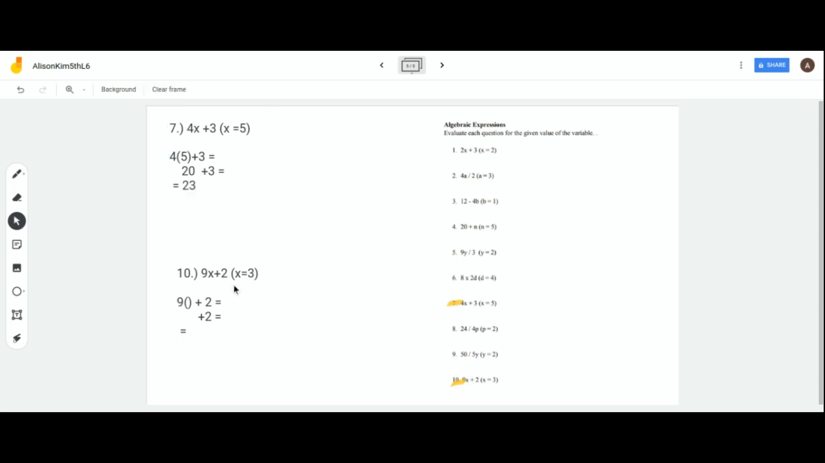Now let's move on to number 10. It gives us x equals 3, so we plug in the 3 for the x right here. So we get 9 times 3 plus 2. 9 times 3 is 27, right? 27 plus 2 is 29. And that's your answer for number 10. This one is a matter of substitution, okay? You just have to plug in the x.